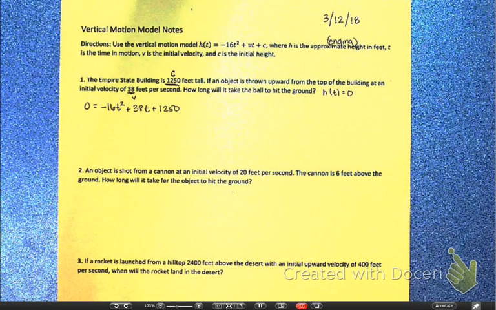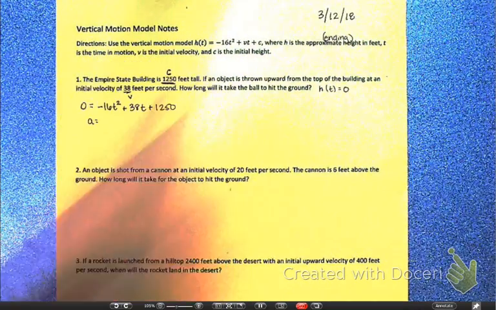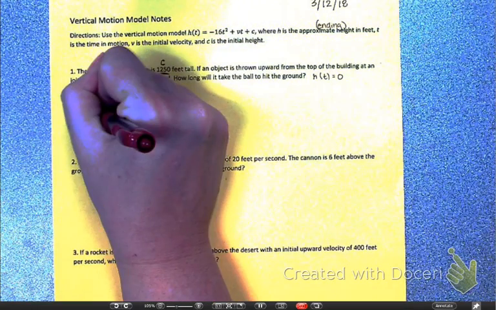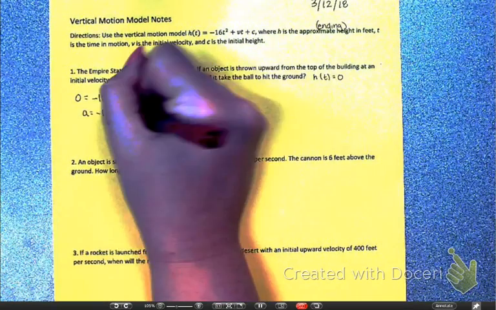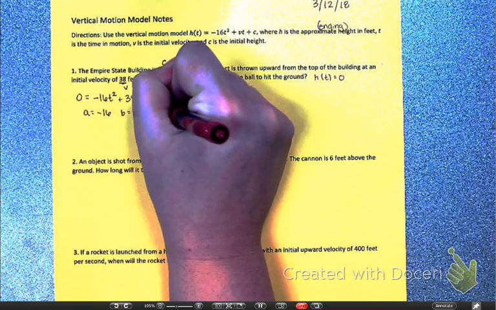Does that make sense? Okay, it might make more sense when we go through it. So let's do quadratic formula. What would my A term be? Negative 16. B, 38, and C, 1250.